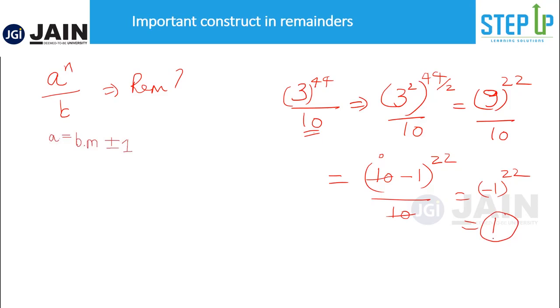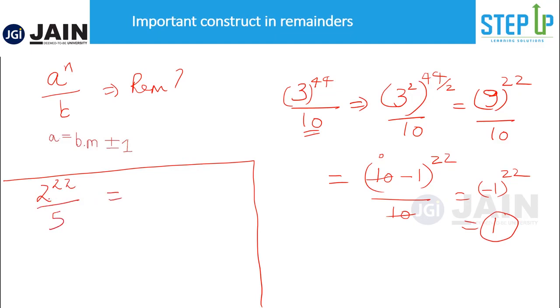So this is your 1 as your answer. Okay, so now let's look at another problem. Let's say in this case you have 2 to the power 22 upon 5. Now this is simple. I can write this in the form of 5 plus minus 1. That means 2 to the power 2 is 4, so I can write that 4 as 5 minus 1.